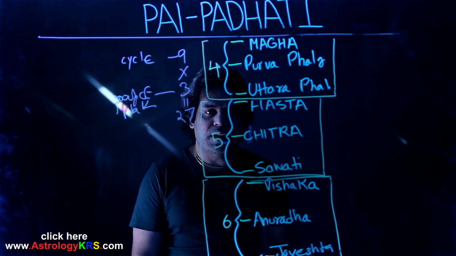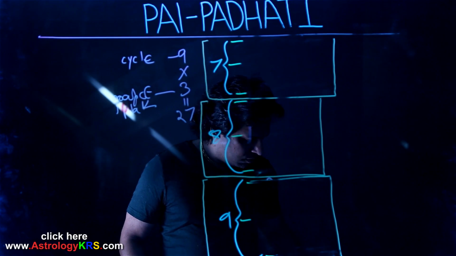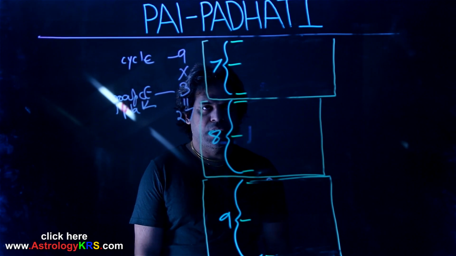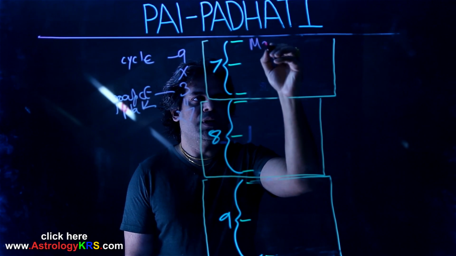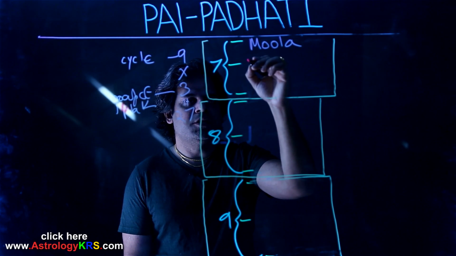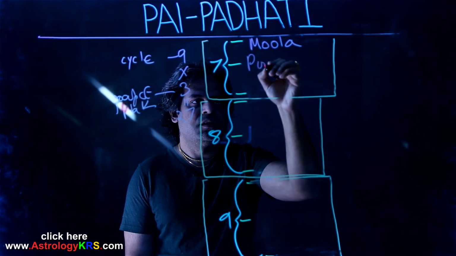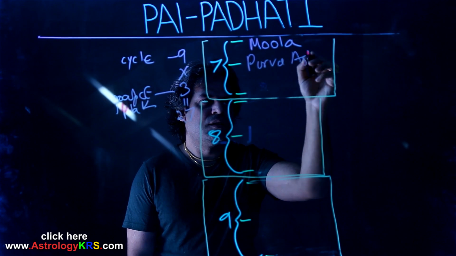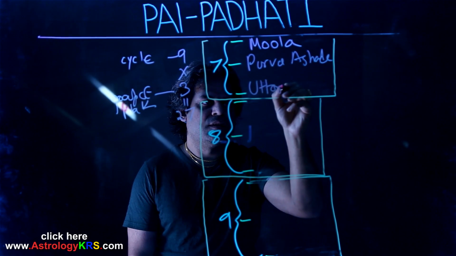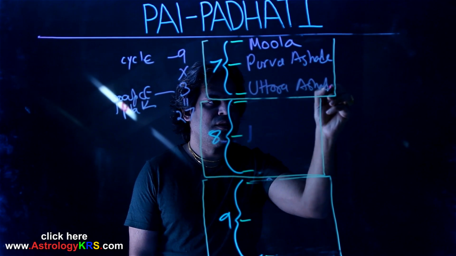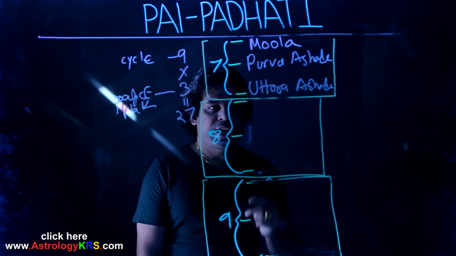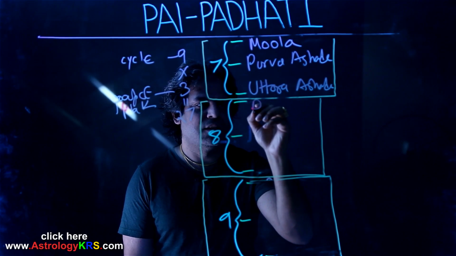Now we'll move to the third set. Then you have the last groups, group 7, group 8, group 9. In group 7 comes Mula. Okay? The next one is Purva Ashadha. The third one is Uttara Ashadha. So this is group 7. Then group 8 is Dhanishta.